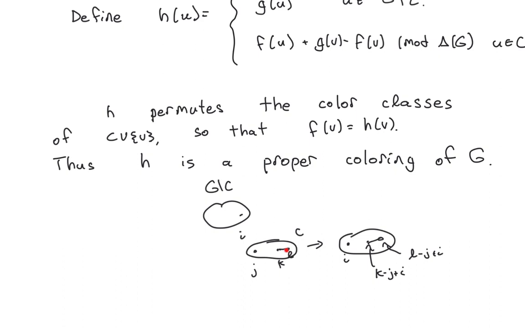More importantly, if you take an edge in C, you see that both of the colors of the endpoints got shifted by the same amount, and so because they were not equal, they're still not equal. So this shifted coloring is still a proper coloring of C, and now by permuting the colors, we know that the color of vertex v is the same in both functions. And so the resulting function really is a proper coloring of G.